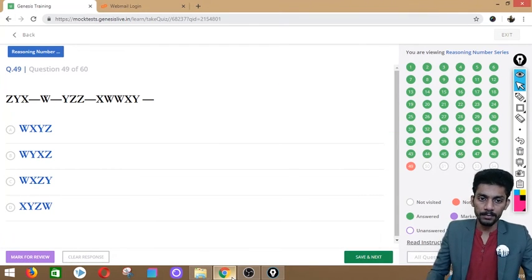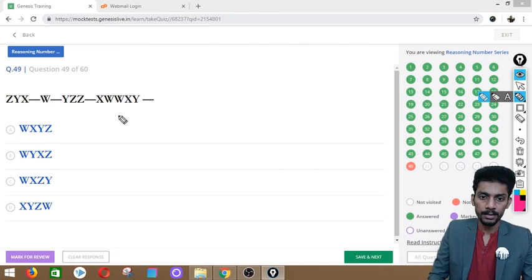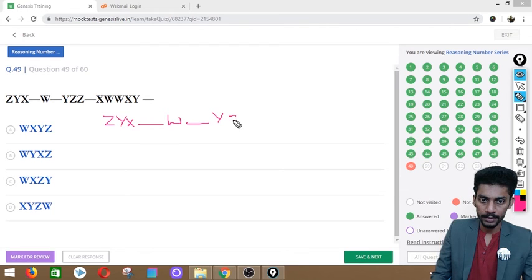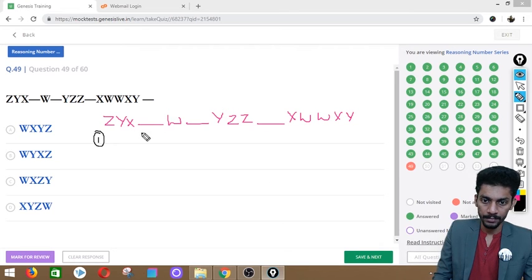Let's solve question number 49. Question number 49 says Z, Y, X, dash, W, dash, Y, Z, Z, dash, X, W, W, X, Y. If you see the pattern very carefully here, X, Y, Z, Y, X, next should be W, correct? According to the alphabet it is W, X, Y, Z, but it is in reverse. So we'll check with option 1. If W comes here, the next term will be X, next Y, and the last term will be Z. So W, X, Y, Z, yes, we got the pattern.